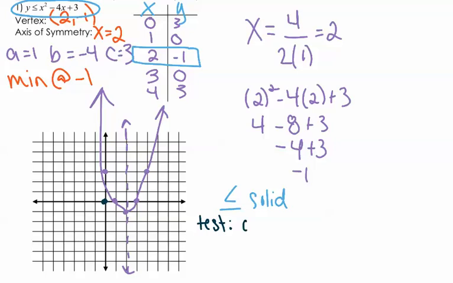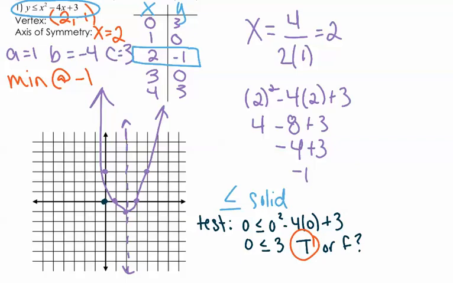So 0 is less than or equal to 0 squared minus 4 times 0 plus 3. So 0 is less than or equal to positive 3. Is this true or false? That's what you have to ask yourself. Is 0 less than 3? Yes, 0 is less than 3. So that means it's true. So that means that 0, 0 is a solution. Okay, so 0, 0 is a solution.